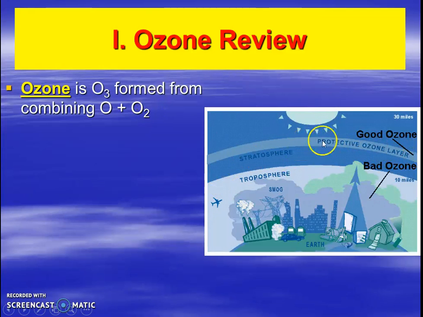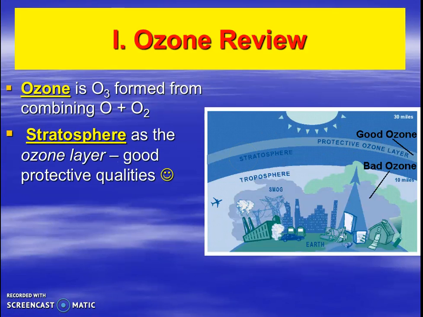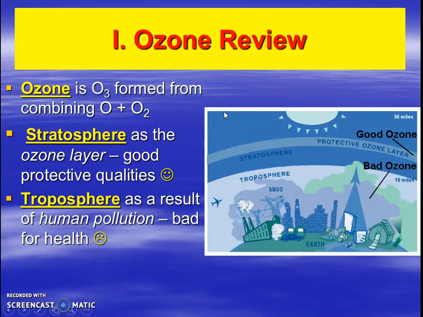It makes that protective ozone layer that keeps the sun's rays from getting us, like an umbrella or sunblock for the Earth. Alright, so the stratosphere is where ozone is good. That's the ozone layer, and we don't want an ozone hole up there. However, today we're learning that in the troposphere, where we live, ozone is actually bad. Good up high, bad nearby.